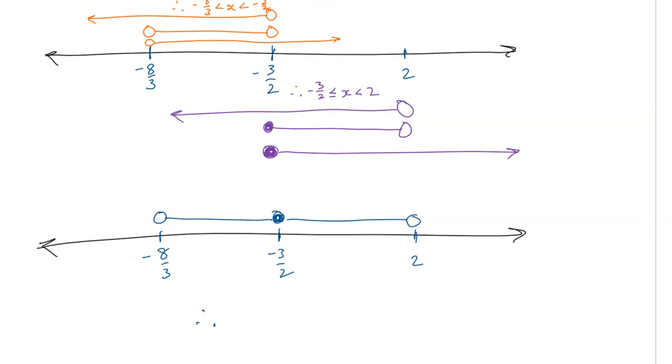So what's our final answer? Would it be -8/3 less than x, which is less than 2? Very good. So we're including this point, but it just connects the two intervals. Sometimes they'll connect, sometimes they won't. But it connects the two intervals so we can write it as a single statement.